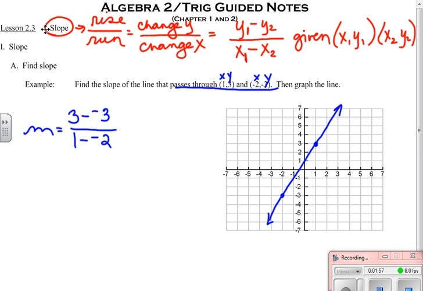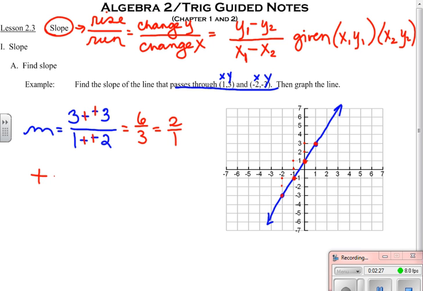And I always write this out because if you make a mistake with slope, minus and minus is plus. So I really have 6 over 3, which reduces to 2 over 1. So let's go to our graph and see if it's right. So this says go up 2. I'm going to go 1, 2, right 1, and there I am on the line. 1, 2, right 1, there I am on the line.